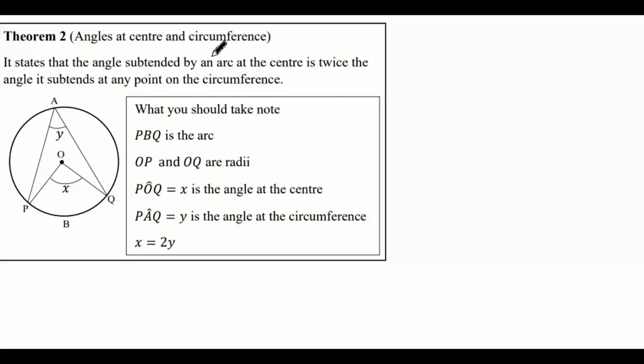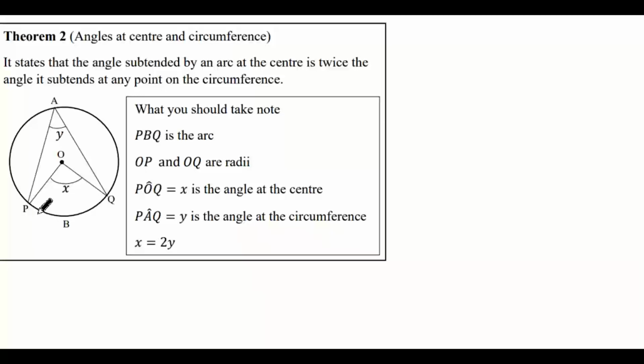You have angles at the center and angles at the circumference. Okay, so there's one thing you should take note. Students used to make a lot of mistakes regarding this. The angle at the center and the angle at the circumference should come from the same arc, should be produced by the same arc.